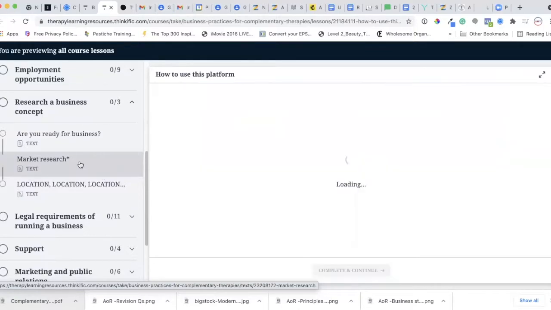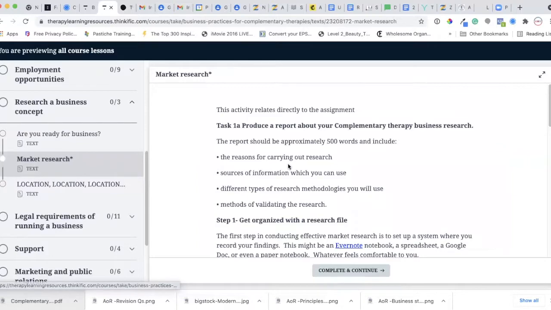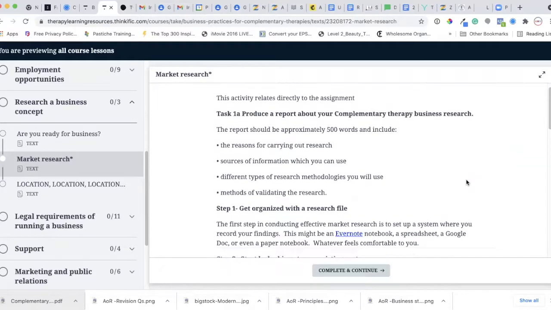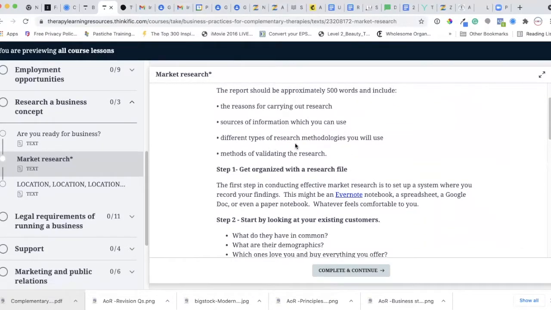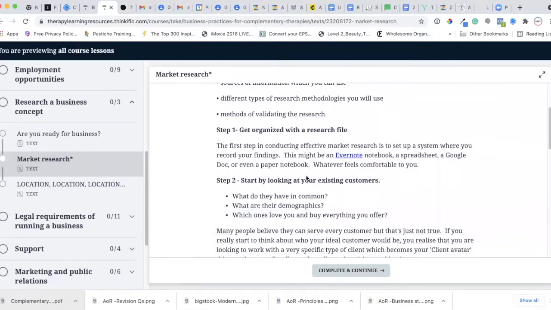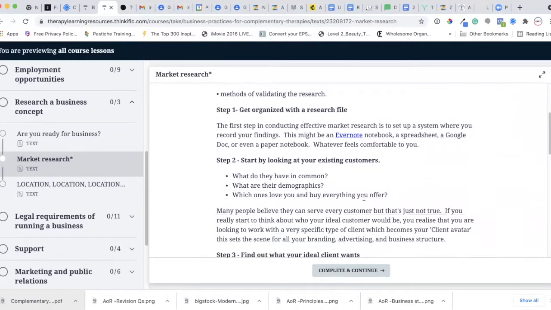And if we just have a look at this one at the moment, because it's got a star by it, it relates to the assignment. So the assignment that is currently on the platform, Julia, you've got a slightly different one, which you've already done and dusted, so you can kind of almost ignore this, is all about why you need to carry out research, what sources of information can you use, what different types of research methodologies are there, and methods of validating that research.